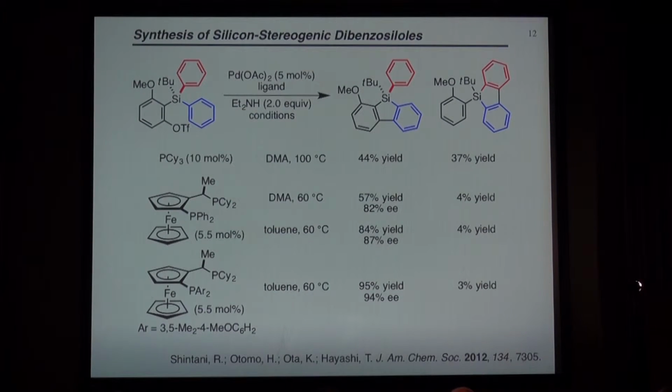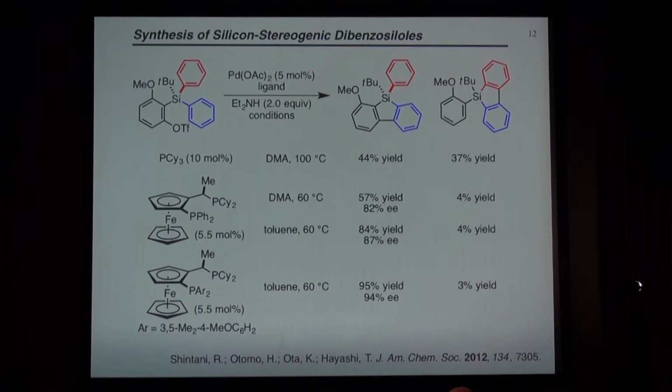And we designed the prochiral version of this chemistry by having 2 of the same phenyl group on the silicon atom. And by differentiating 2 of these phenyl groups in the event of CH arylation, we thought we could synthesize the silicon-stereogenic dibenzylol shown here.